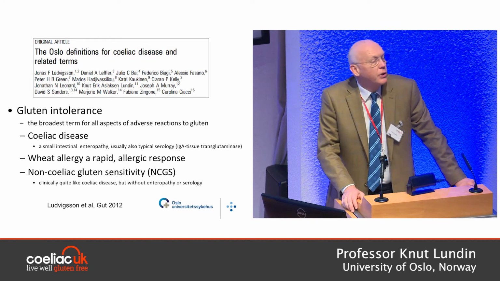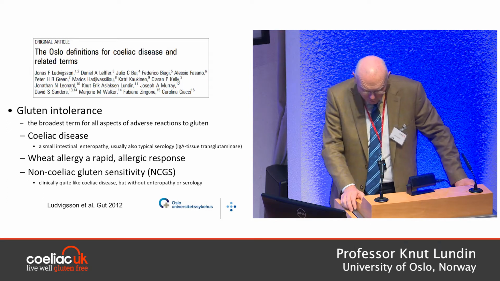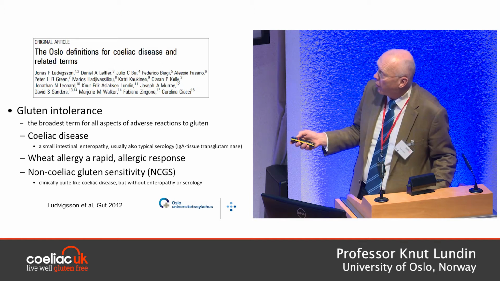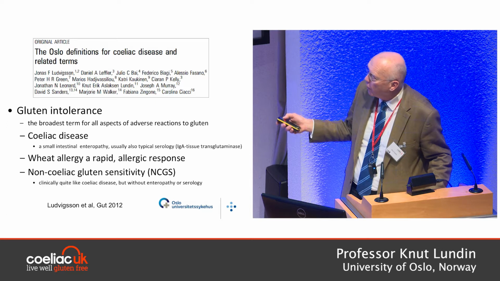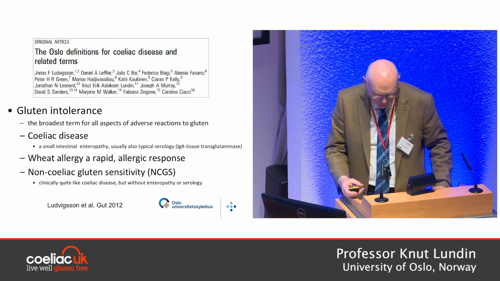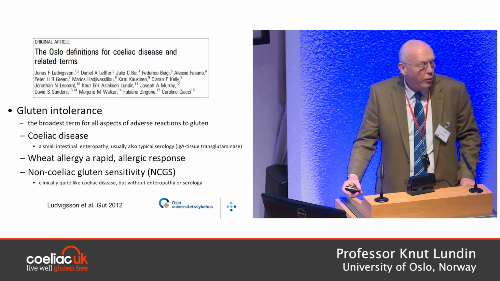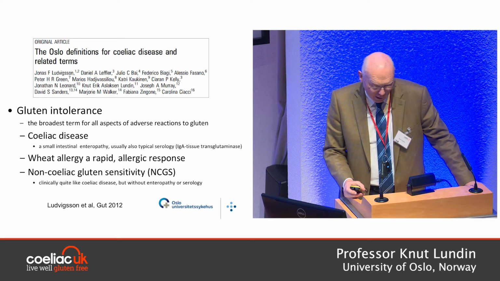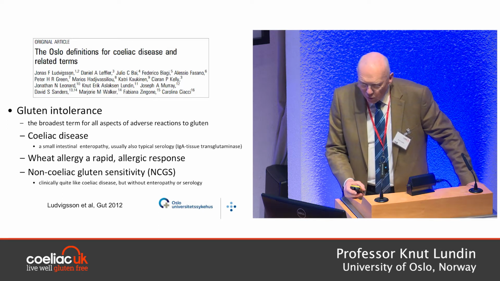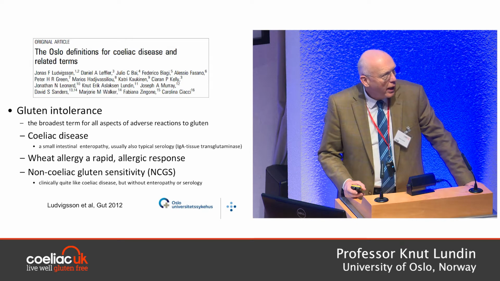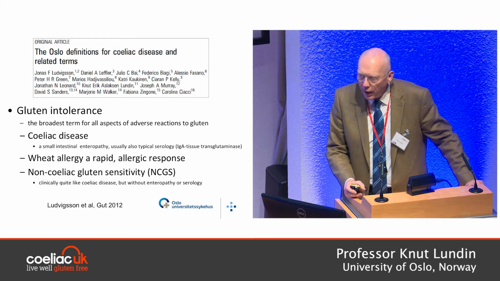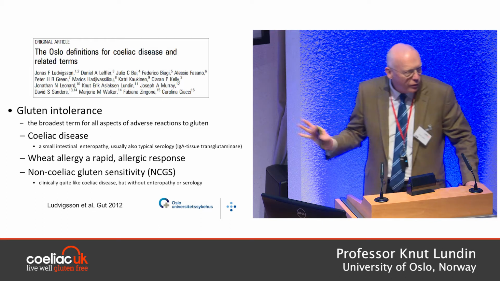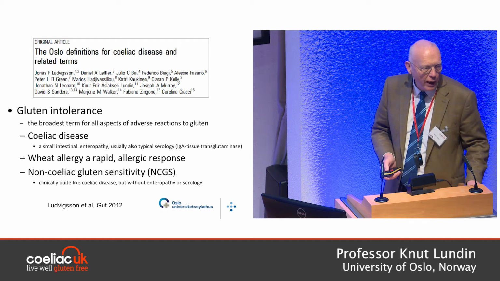I've already mentioned these two typical clinical scenarios. This is celiac disease, as most of you are quite familiar with, but we're going to go a little bit into the details. A small intestinal enteropathy, typically also with antibodies to tissue transglutaminase and to deamidated gliadin peptides. You can, at least in children and maybe soon also in adults, use serology as a proxy for diagnosis, but we're not going to touch upon that aspect today.